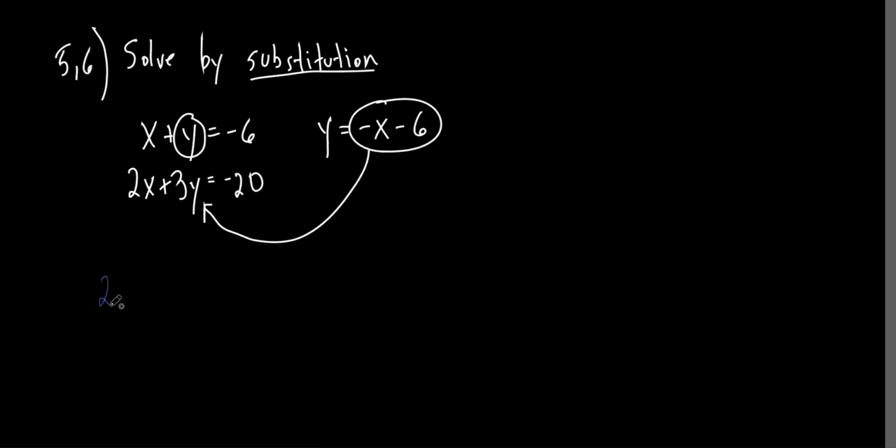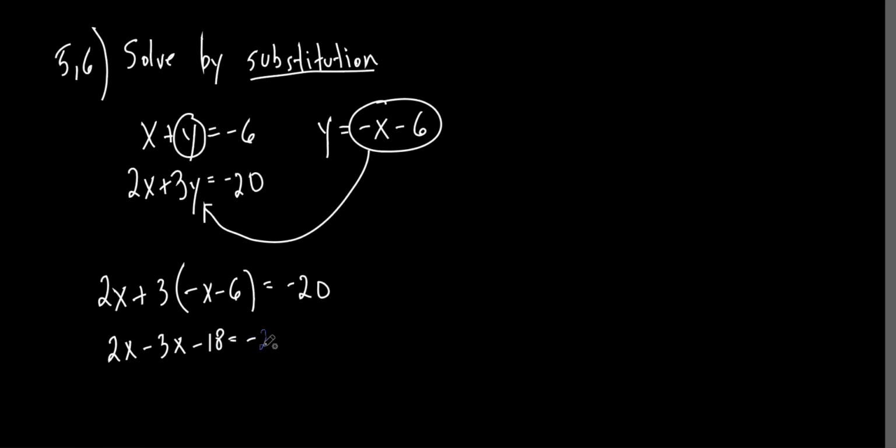So let's do it. The 2x stays the same, plus 3 times y. Well, we know what y is equal to, don't we? Negative x minus 6. So we replace this y with negative x minus 6. That's our substitution. Equals negative 20. And now you just do some math and solve for x. So it's 2x, what's that? Minus 3x minus 18 equals negative 20.